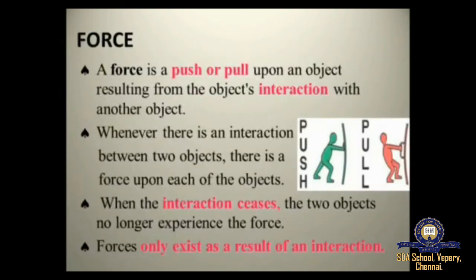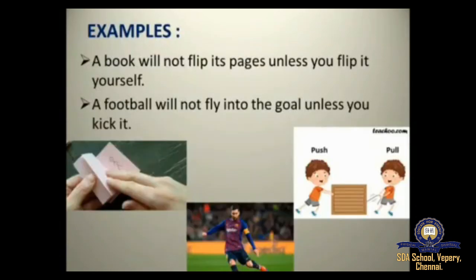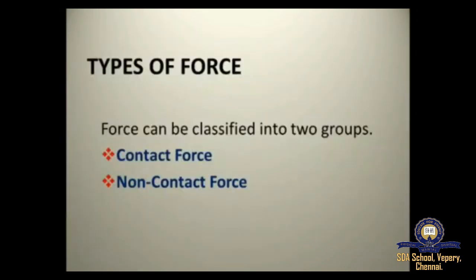Next we moved in detail to what is force. So what is a force? It is a push or a pull upon an object resulting from the object's interaction with another object. When there is an interaction between two objects, there exists a force. When the interaction is put to an end, the two objects no longer experience the force. So force generally exists as a result of interaction. And then we saw two examples.